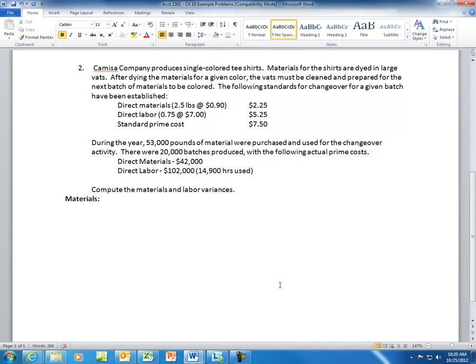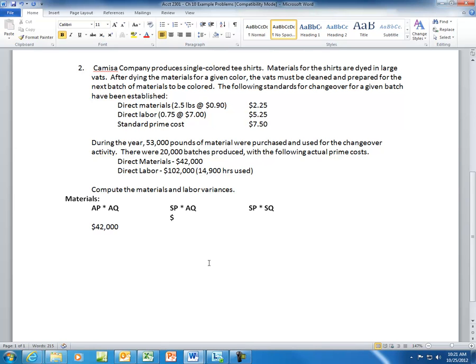For the materials, we want to calculate the price and the usage variance. To do that, we want to type out our 3 columns. So we have actual price times actual quantity, standard price times actual quantity, and standard price times standard quantity. Dealing with materials, we want to know what we know about the actual. And here, they've already done some of the work for us, which is great. They've told you that the actual cost of the direct materials was $42,000. So they've already multiplied the actual price of the material times the actual quantity of the material together, which gives you $42,000. So we can just plug the total number in.